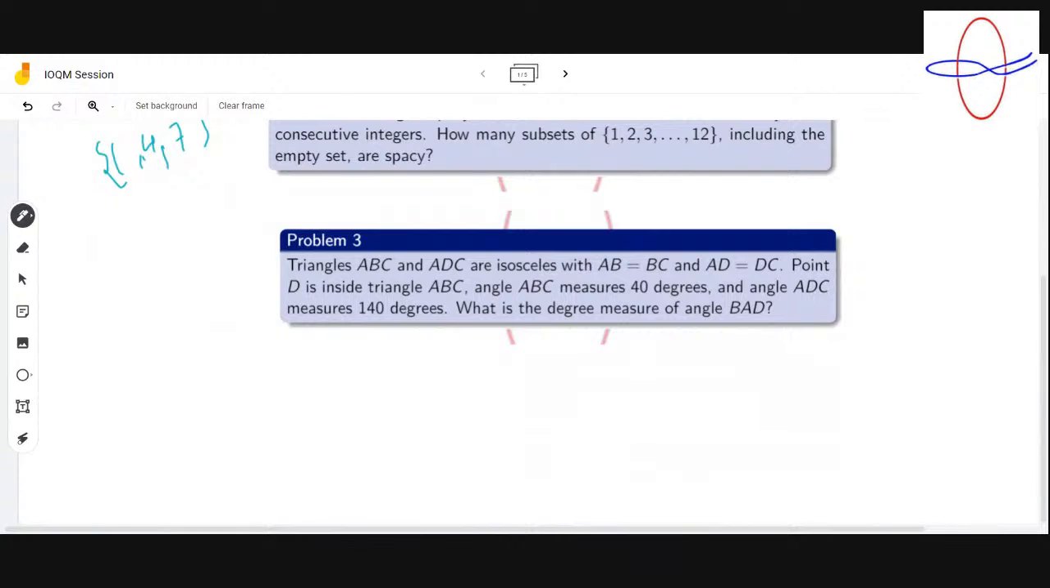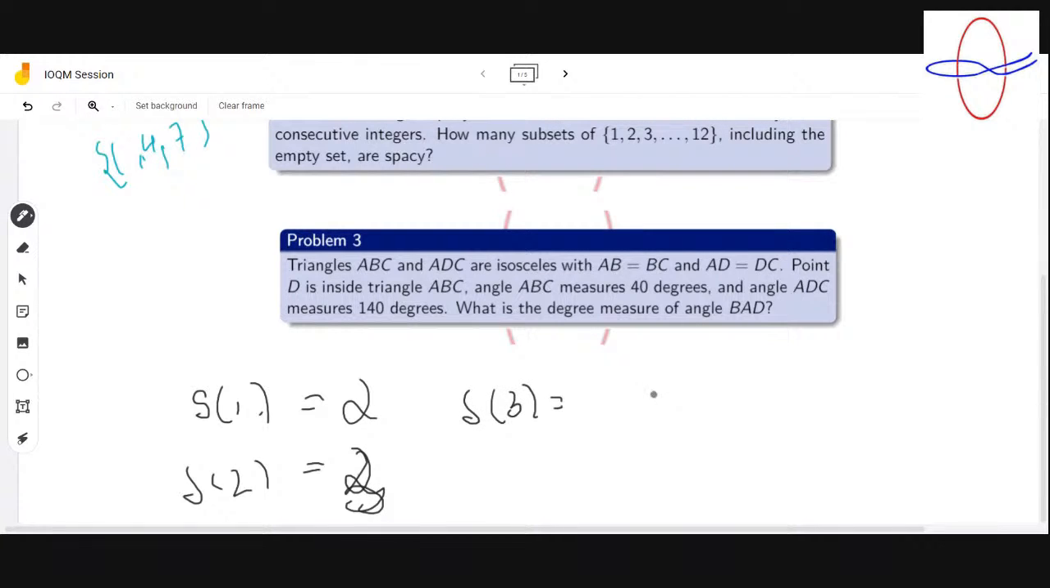So let's try to find S of 1. What is S of 1? S of 1 is 1, sorry. S of 2 is also exactly 2, including the empty subset. It's 2. S of 3 is what? 1, 2, 3 is there, 1, 2, 3, and 5, so it's exactly 4. So therefore you can find out S of 4.